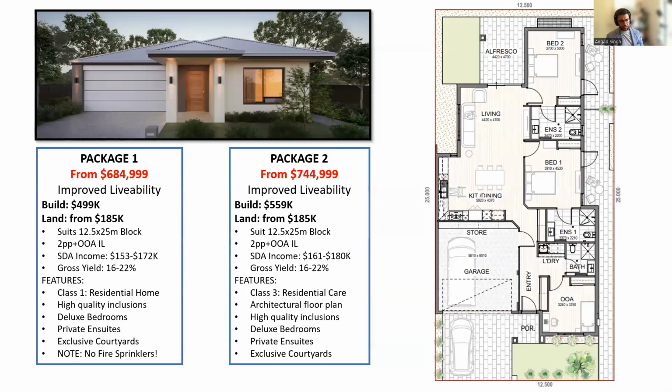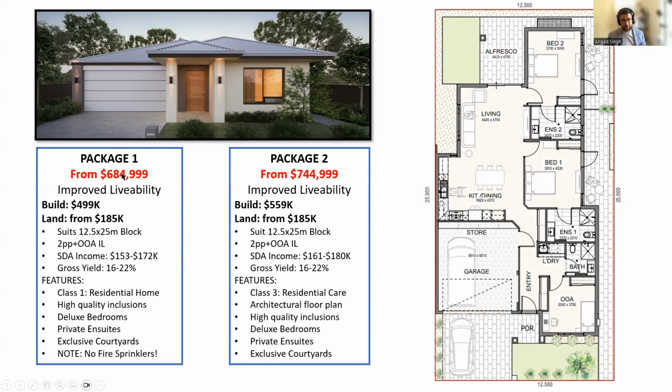So this is our first package. This is our improved livability package. Now, remember, improved livability does form a very large portion of the market, and so this is a product that we offer. Now, our improved livability packages come in 2 forms. The first form is the Class 1 package.